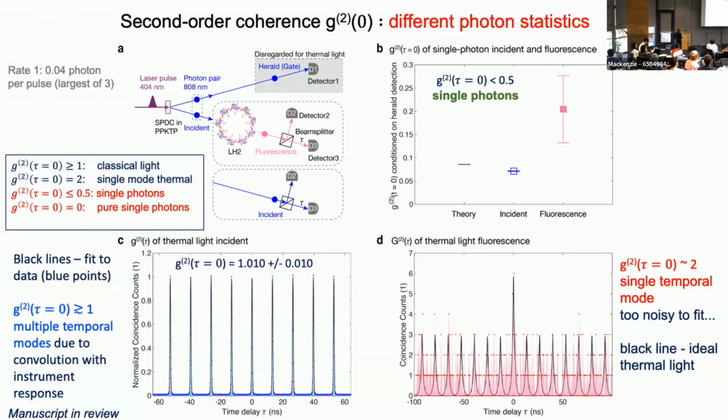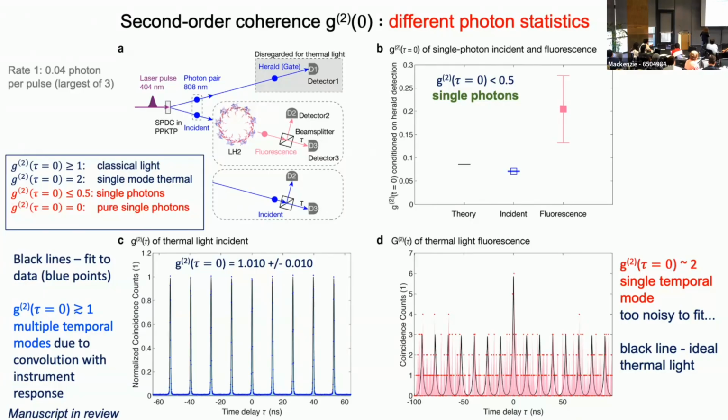If you measure the G2 at exact coincidence at tau equals 0, no time delay between the two photons, then if that function is greater than 1, you have classical light. If it's actually 2, then you have a single mode thermal light. That's actually hard to do. Normally one gets something close to 1. But if you have quantum light of the form of single photons, you will have something less than 0.5. And if you have pure single photons, you have 0. So that's a little lookup table if you're not familiar with this.